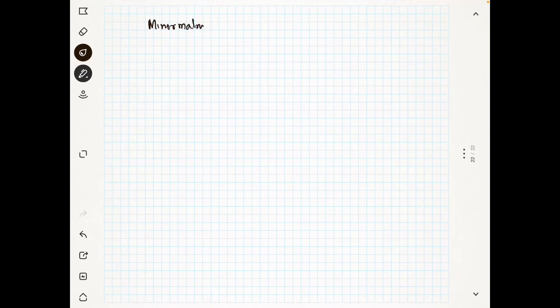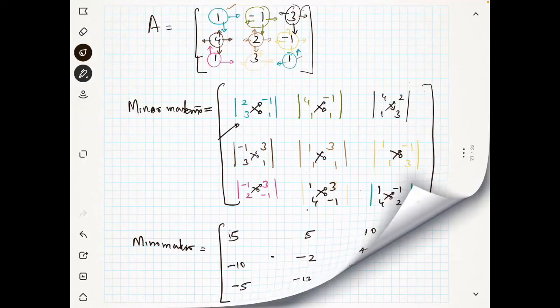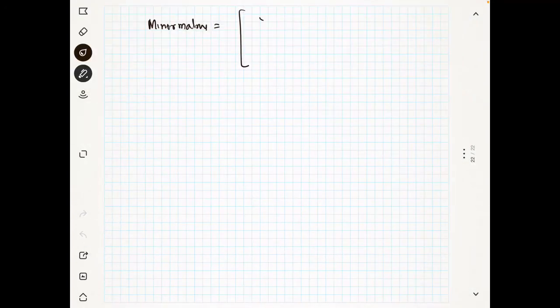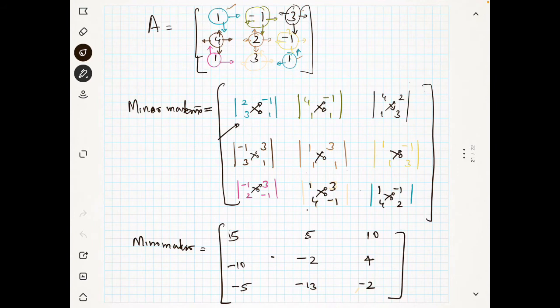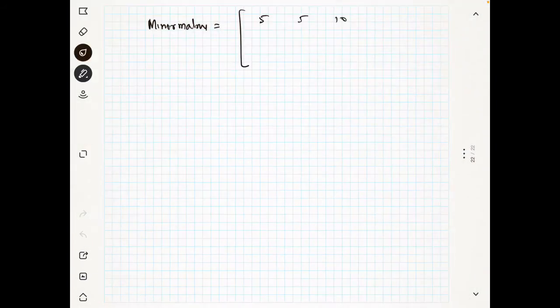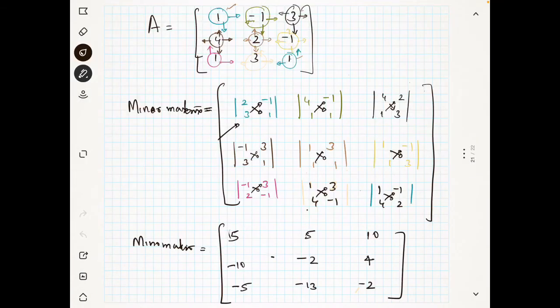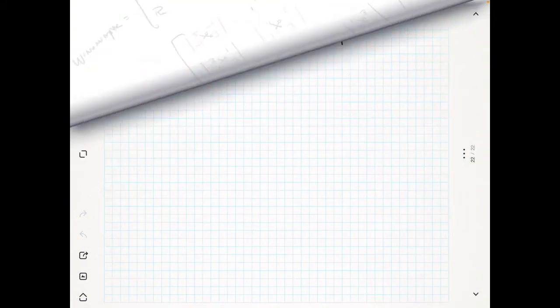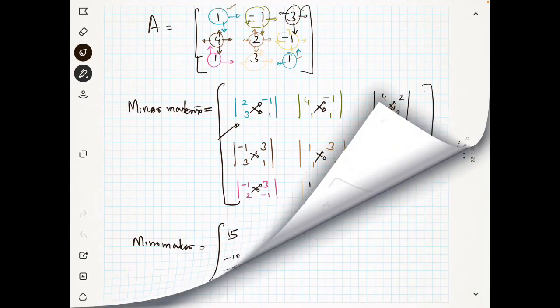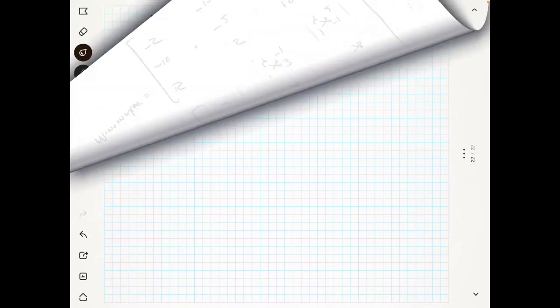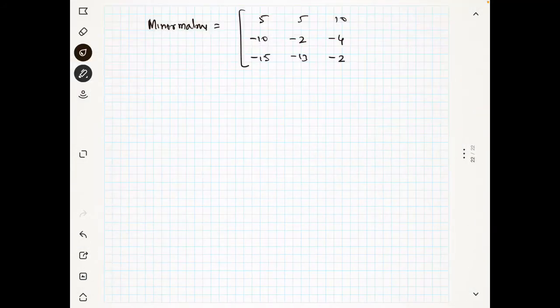Minor matrix I will write, you see here 5 5 10, then minus 10, minus 2, minus 4. Now minus 5, minus 13, and minus 12. Okay, so this is the minor matrix. Now I will find the cofactor.